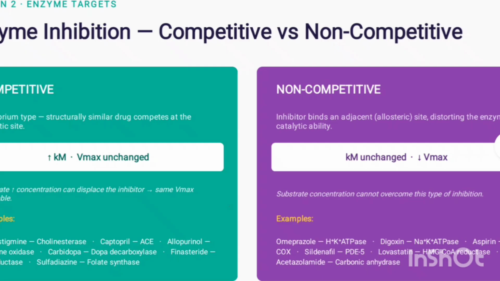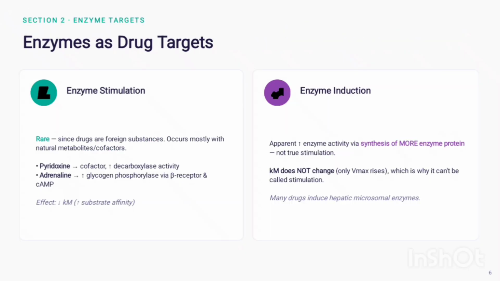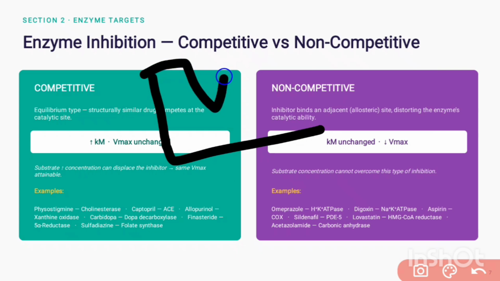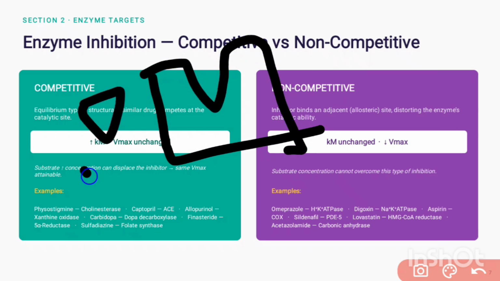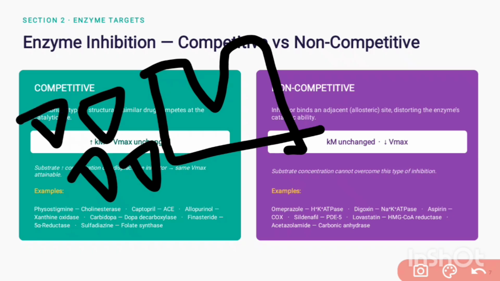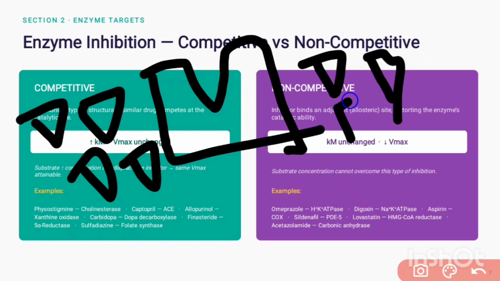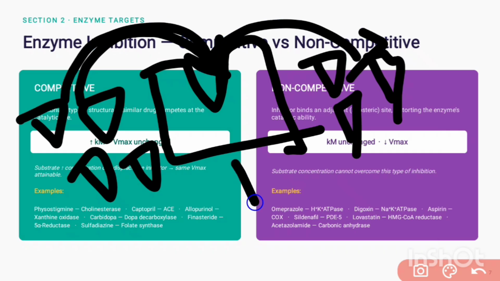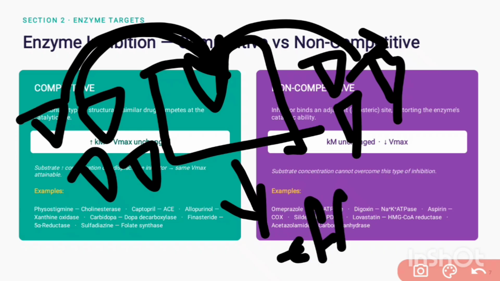So in case of the equilibrium type, the drug will bind reversibly with the catalytic site. However, if we increase the substrate concentration, as time increases, the drug concentration will decrease and the substrate concentration will increase, right? Whenever we increase the substrate concentration, the drug will be replaced and the substrate will bind to the enzyme. Ultimately the effect is produced. Here in this case the drug is replaced by the substrate.